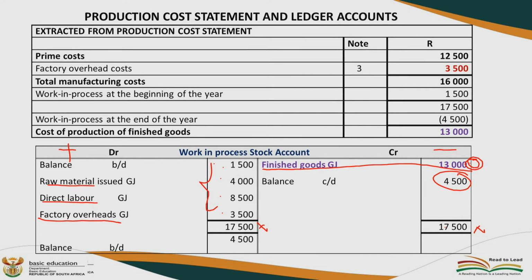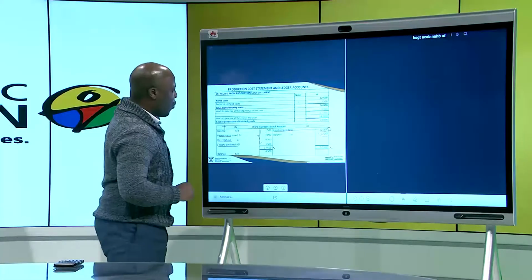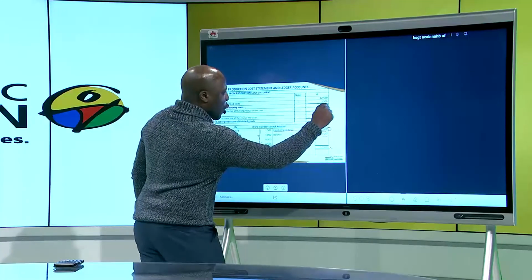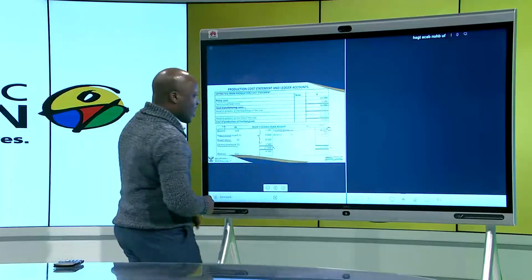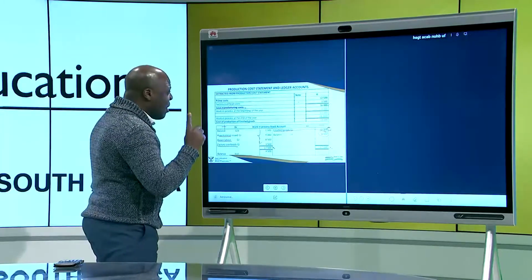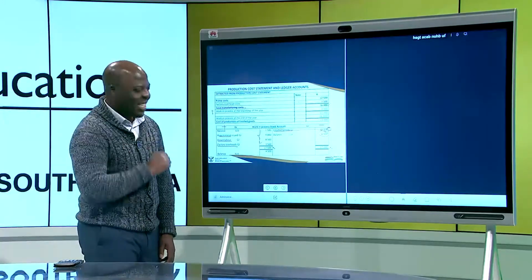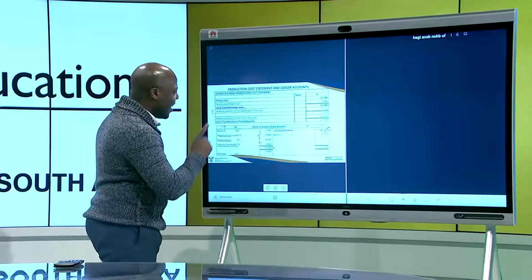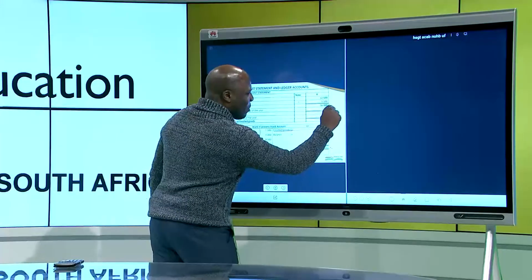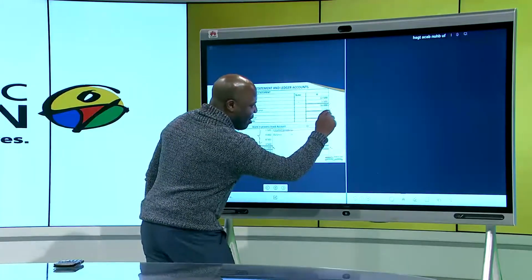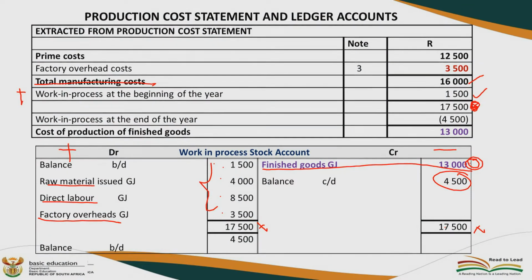But how would we show this if it were to come in the production cost statement? This is how you would show it. You would come now, remember, from the prime cost, you added your factory overheads, and you remember we now have total manufacturing cost here. Total manufacturing cost, which was 16,000. Then we now say, always remember, to your total manufacturing cost, you add your work in process. So we added our work in process at the beginning, and which is 1.5 to give us how much now? 17.5. Very, very correct. Now, when we've added it, it gives us 17.5.